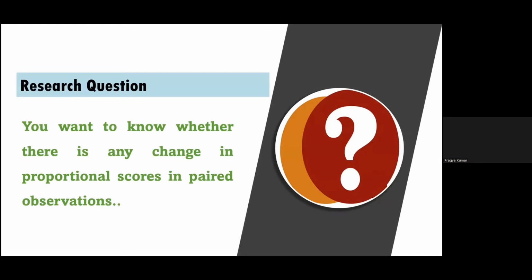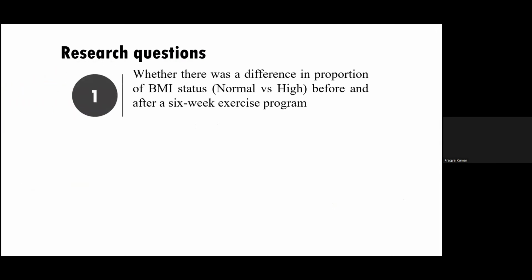If you want to know whether there is any change in the proportion scores in the paired observation, and if you want to measure the change in these proportions, then you will use this McNemar test. So the research question is whether there is any difference in the proportion of BMI status. Again, in this case, you cannot have more than two categories. So there should be only two categories, for both the intervention and both the variables.